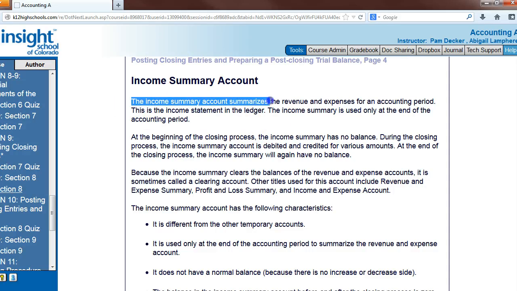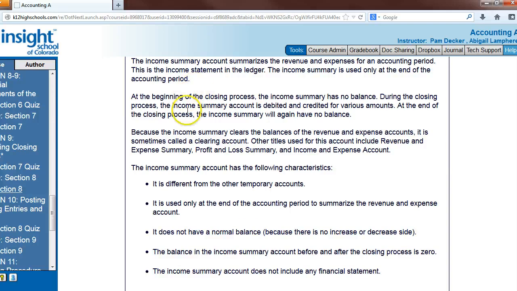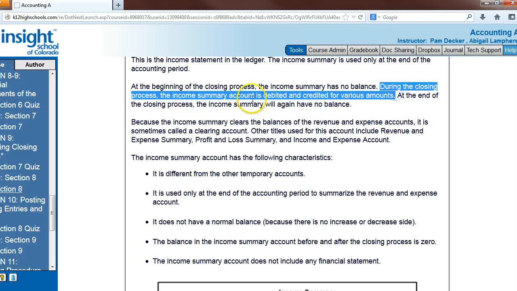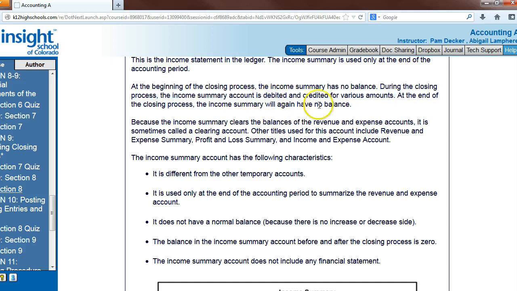So the income summary account summarizes the revenues and expenses for the accounting period. This is the income statement in the ledger. The income summary is used only at the end of the accounting period. Here's something important. At the beginning of the closing process, the income summary has no balance. During the closing process, we'll transfer balances over to it. So it's going to be debited and credited for different amounts from the revenue and expense accounts. And then at the end of the closing process, it will again have no balance.